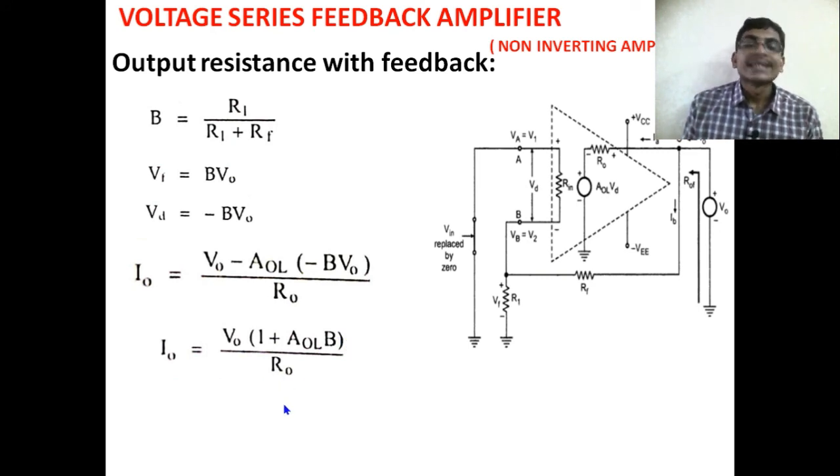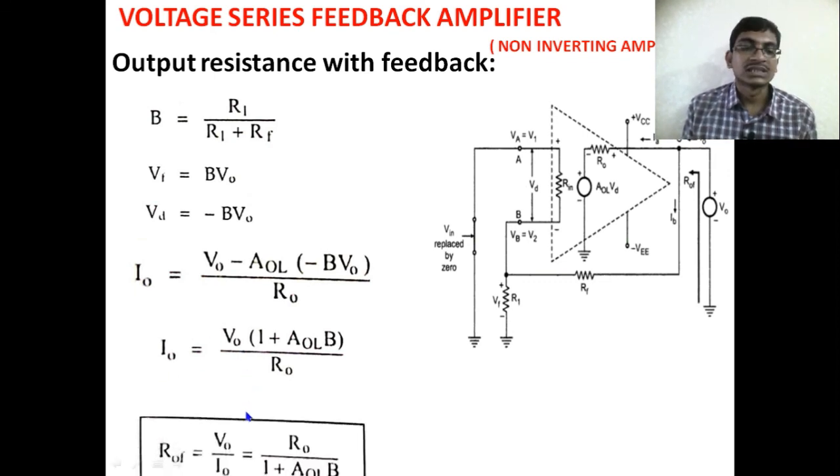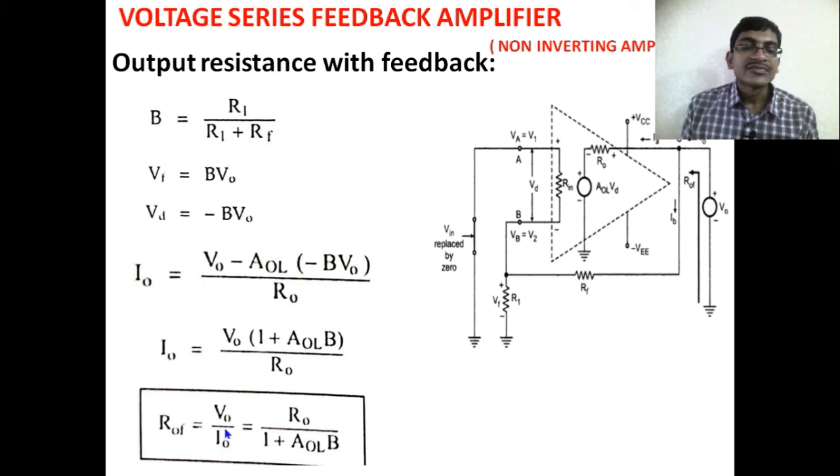Our intention is to calculate the output resistance with feedback. The output resistance is the ratio of output voltage to output current. Here the output voltage is V0 and the output current is I0, so we have to get the ratio V0 divided by I0. In this equation V0 is on the right hand side and I0 on the left, so taking I0 across, V0 divided by I0, which is the output resistance with feedback, is the reciprocal: R0 by (1 plus AOL beta).